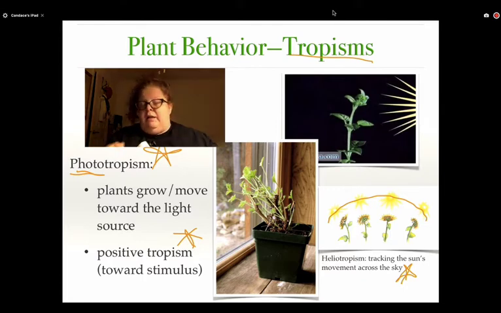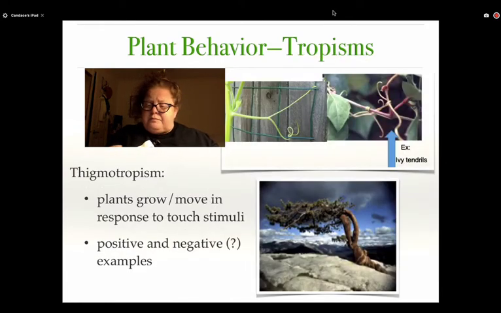And we're going to talk later about what is actually allowing this to happen after we talk about the different tropisms. All right, so this next one is one that I am super interested in. It's called thigmotropism, and this is involved with touch stimuli.